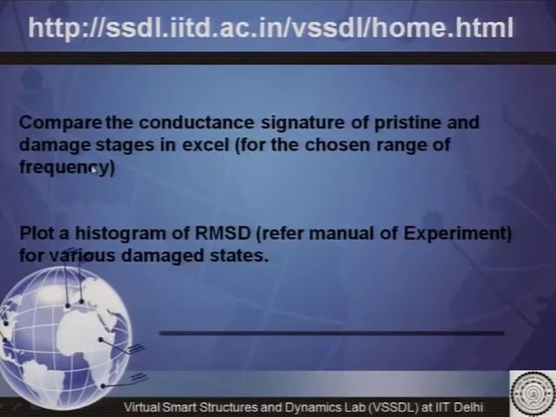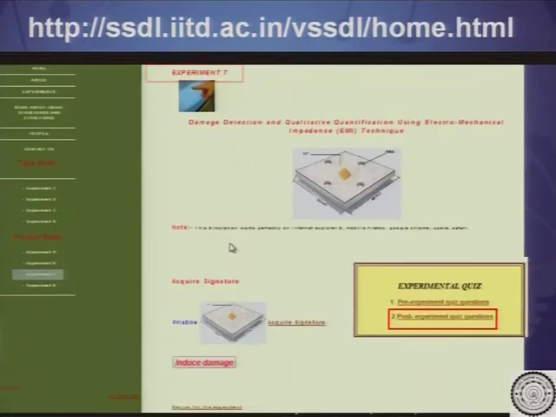Now, when the user has got the data for all the 4 stages, undamaged and the 3 damaged stages, he needs to compare the conductance plot, conductance signature, for the pristine and the damaged stages, and also he needs to plot a histogram of the RMSD value, whose formula can be referred to in the manual. So, again after performing the experiment, the user needs to perform the post experimental quiz.